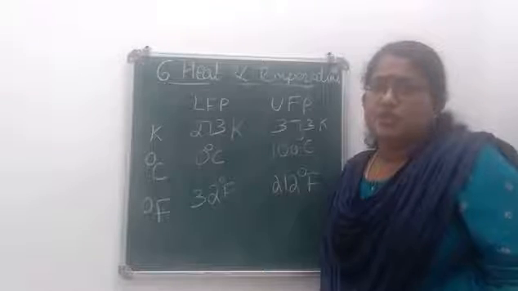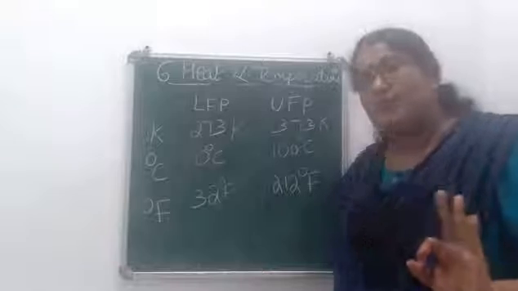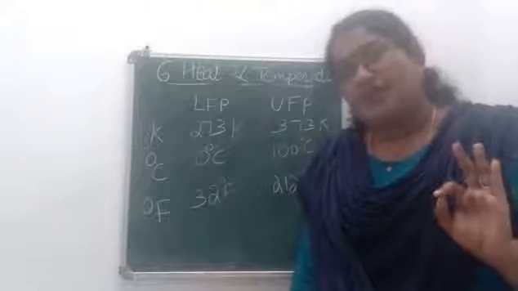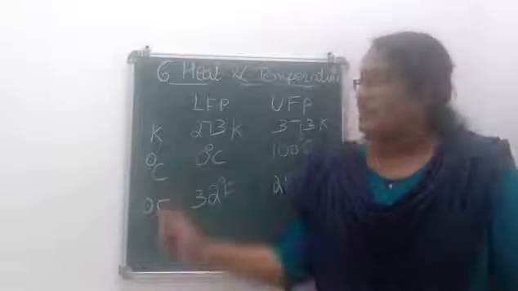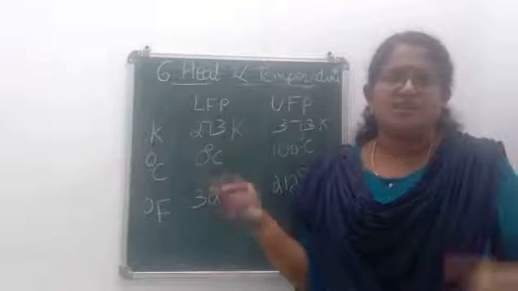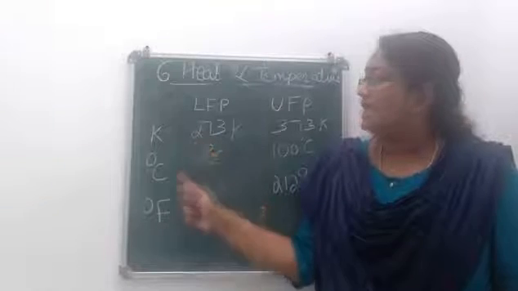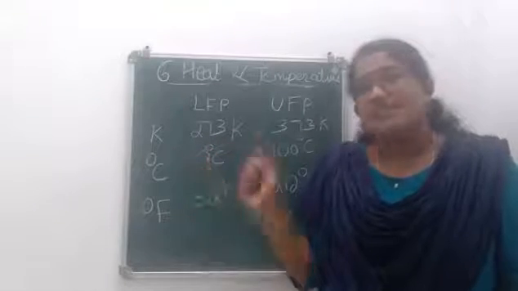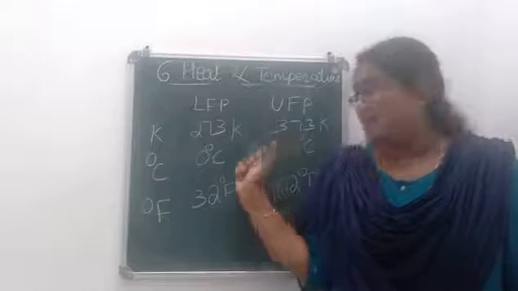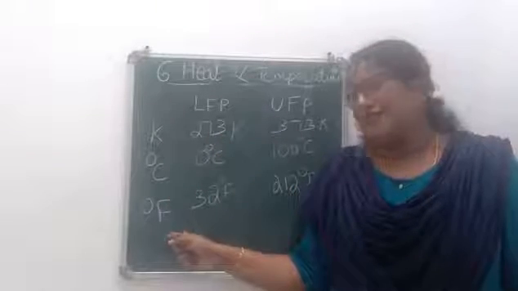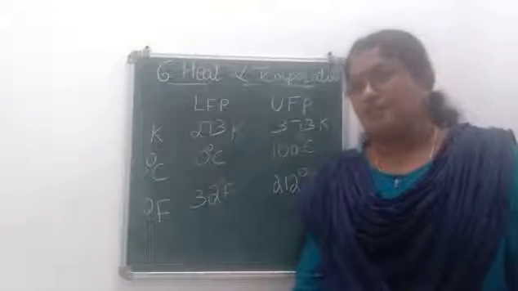Okay. So it should be clear for you. Lower fixed point means the melting point of ice. Upper fixed point means the boiling point of water. 0 degree Celsius and 100 degree Celsius, already we know that. Now, when you are considering the Kelvin scale, it starts with 273 Kelvin. So, 273 and 373. Then in the degree Fahrenheit scale, 32 degree Fahrenheit and 212 degree Fahrenheit.